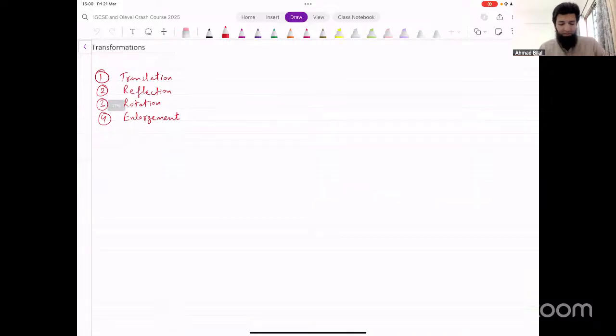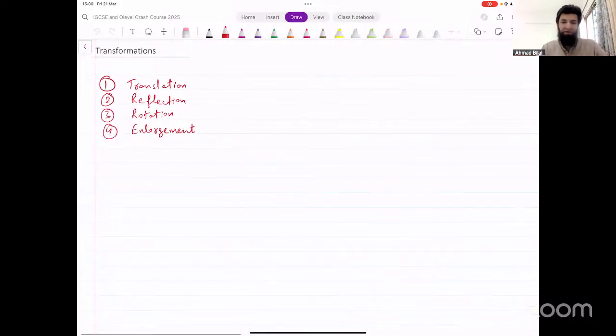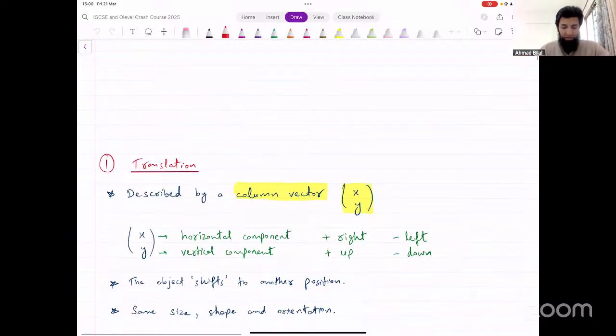In the last session, we covered translation, reflection, and rotation. Today, we will do enlargement and also a number of practice questions, a number of past paper questions on transformations after that. So, we started with this.